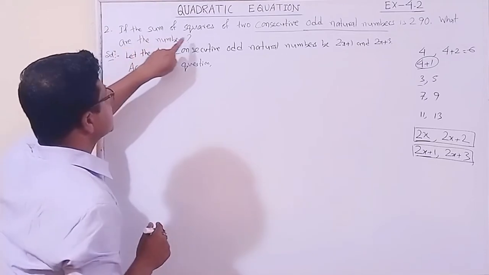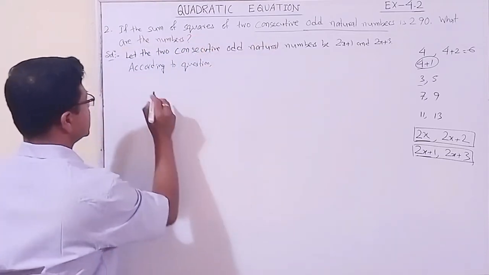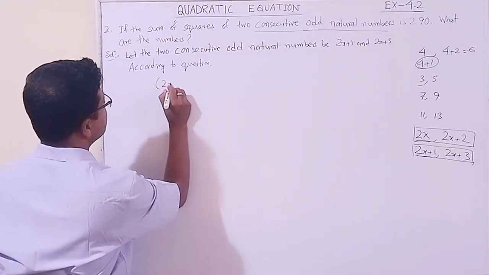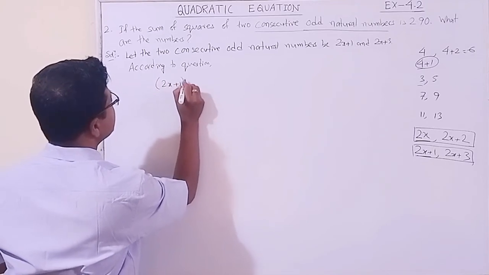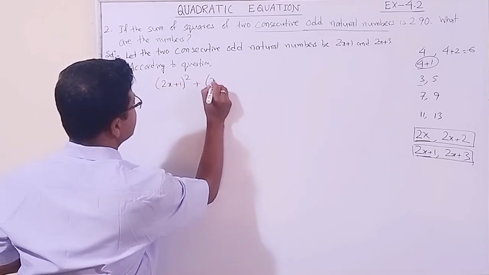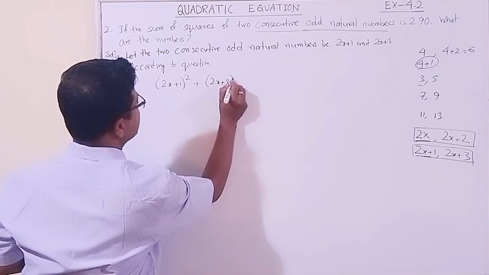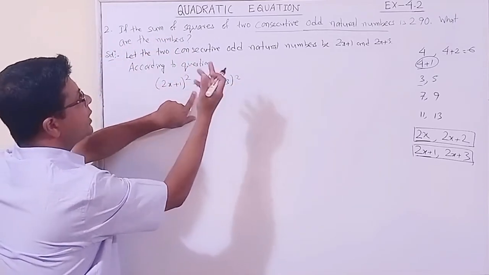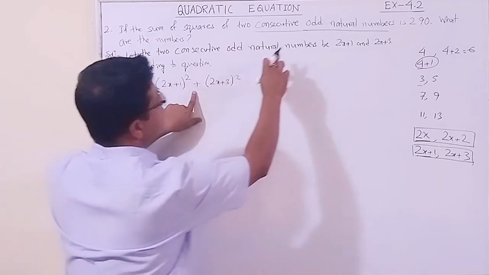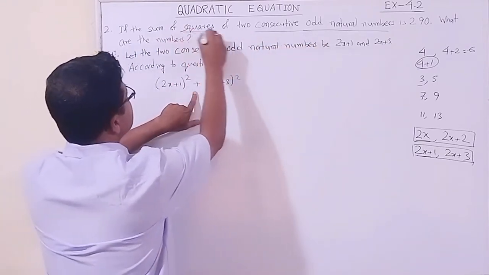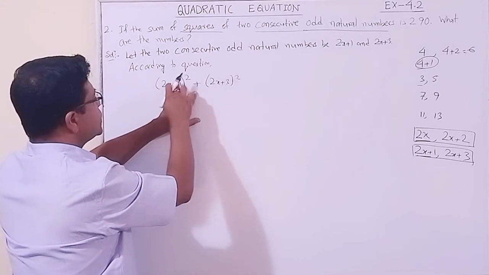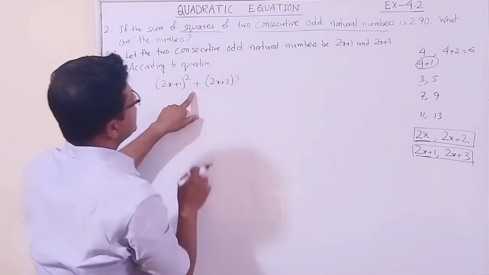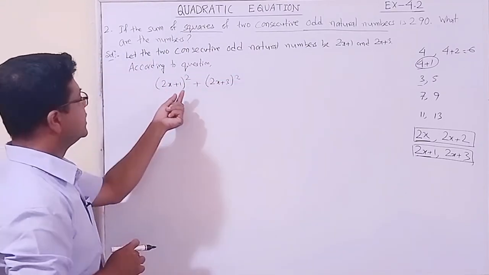If the sum of squares, they are squares, what is the first odd natural number? 2x plus 1, its square. Then the next, its square. What is said? Sum of squares of two consecutive odd natural numbers. So this is the format.